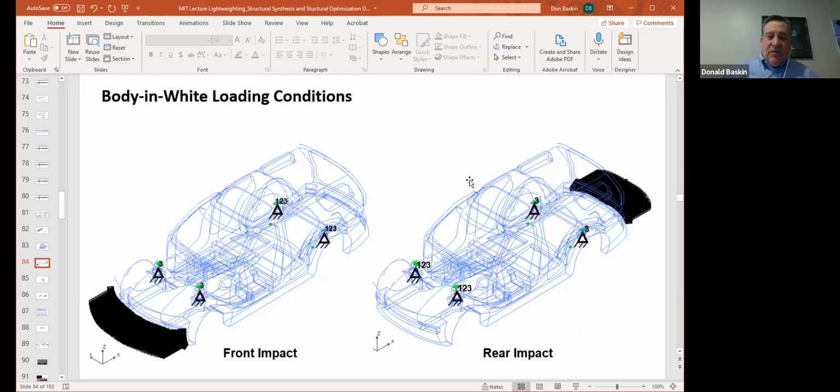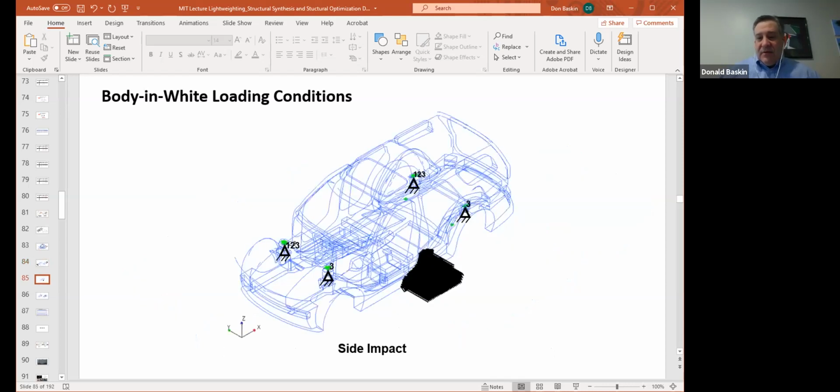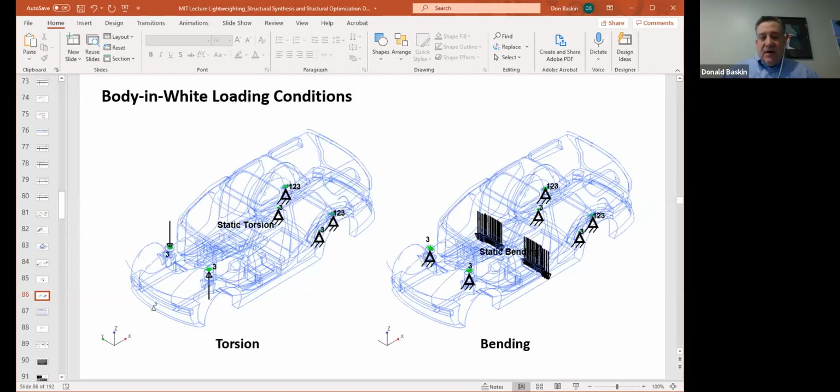Typically they'll hold these vehicles by the shock towers. That's what these little triangles are here for. And then they'll constrain the body from moving in different directions, 1, 2, or 3. So 3 is in the Z direction, I think 1 is in the X direction, that's this way, and 2 is in the Y direction this way. But anyway, these vehicles are held by those shock towers, and a lot of times you'll simulate this by putting a distributed load on the front bumper or the rear bumper or side of the B pillar. So those are three loading conditions that body structures are designed for. Torsion and bending are two other very important loading conditions.